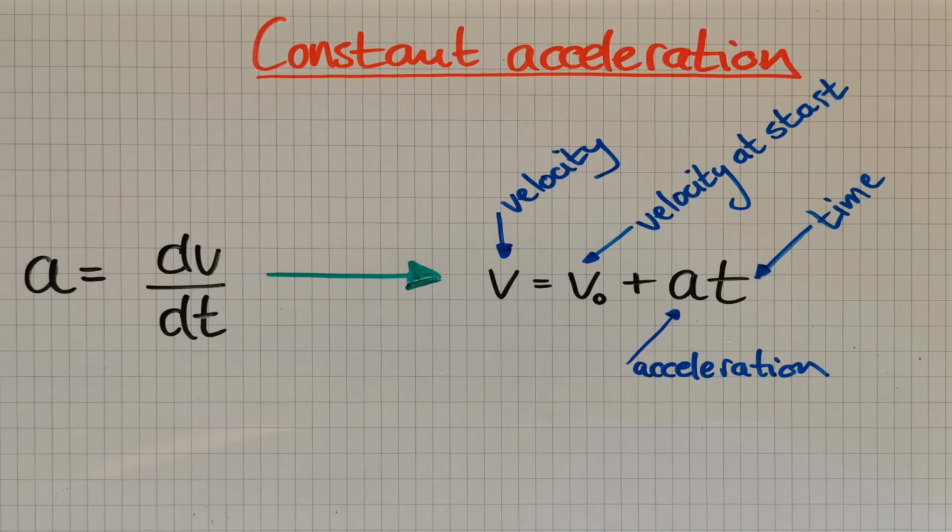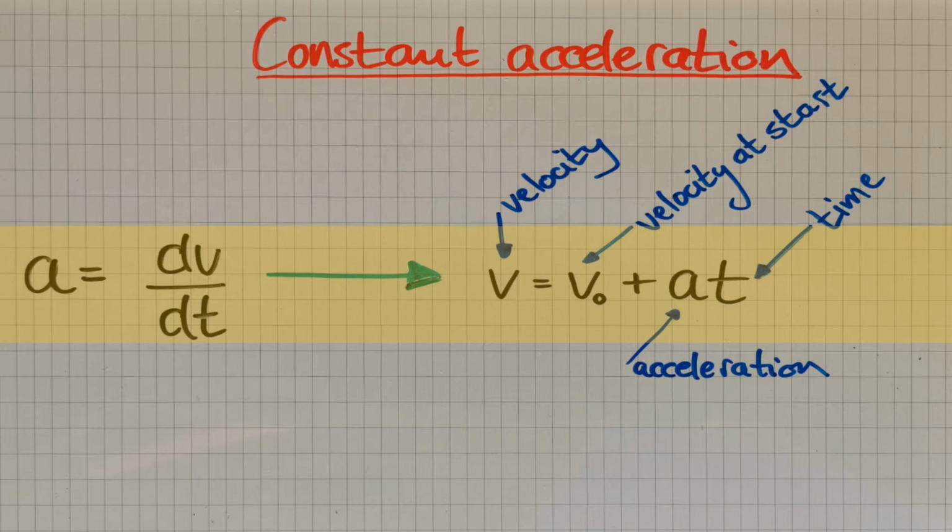In this video, we are going to derive two equations of motion under the assumption of constant acceleration. So the first equation that we are going to derive is to go from acceleration to an equation for velocity. So from the left, acceleration is the time derivative of velocity. We're going to go to the equation on the right-hand side of the green arrow, where we get velocity as a function of time with the initial velocity and the acceleration.